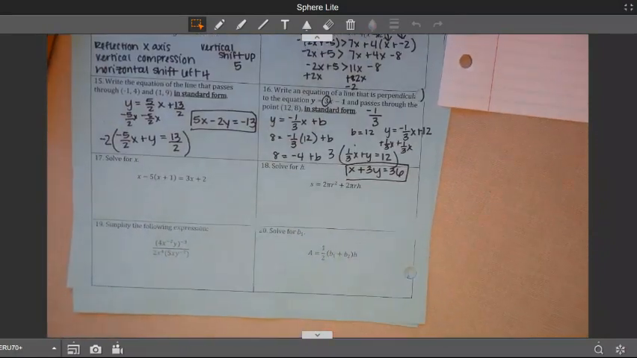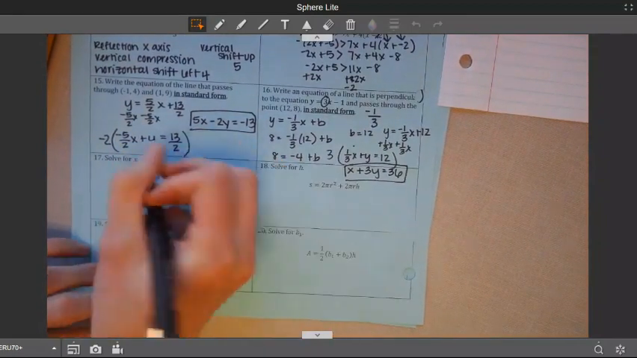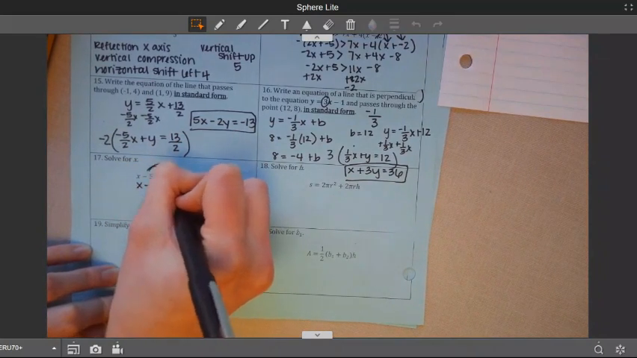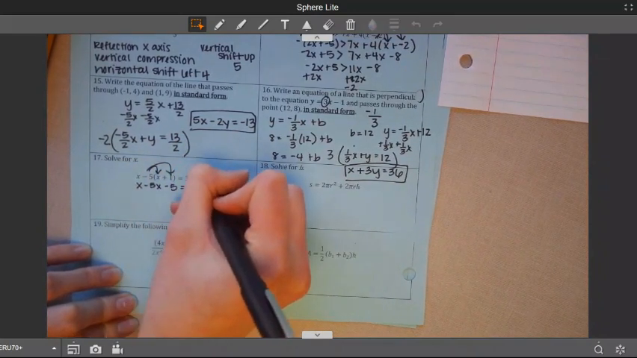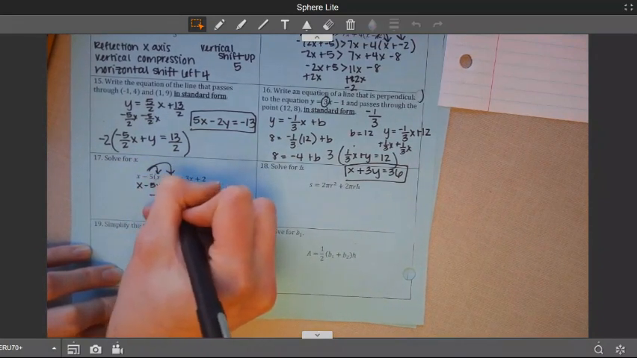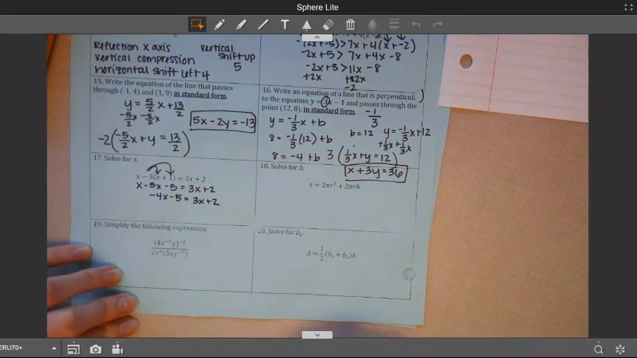Number 17. First things first, we need to distribute. I have negative 5. I'm going to distribute. We get x minus 5x minus 5 is equal to 3x plus 2. I combine like terms. I get negative 4x minus 5 is equal to 3x plus 2.